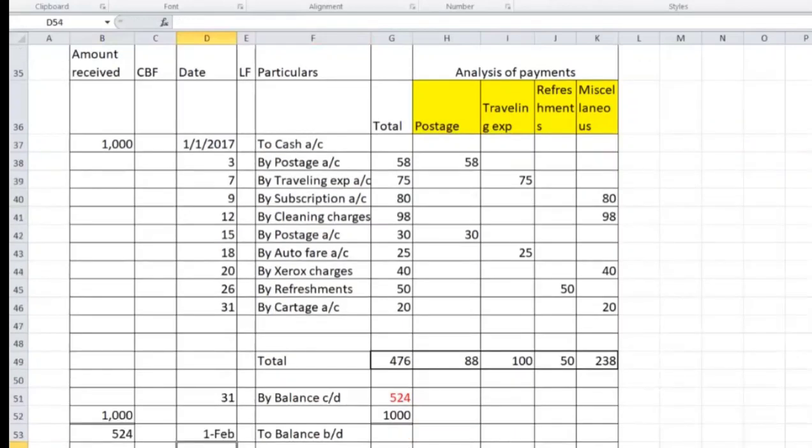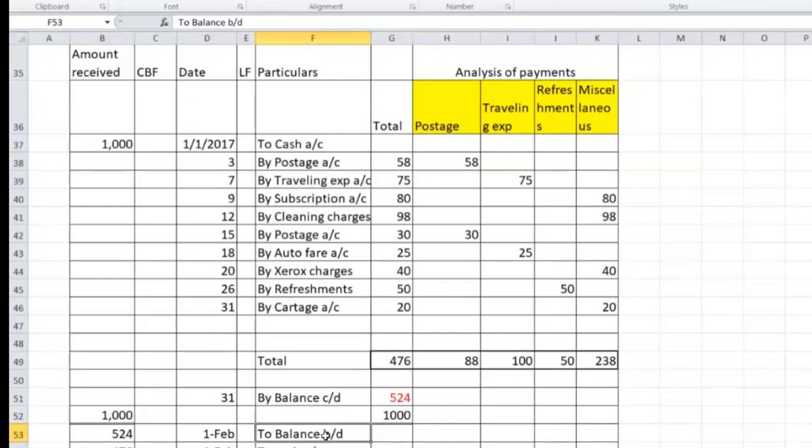Again on the same date, Feb 1st, to cash. Why? Because it is the imprest system. So the balance must be the same again. We are following the imprest system, so you have to bring the same amount. Cross check everything. Do you have any doubts?